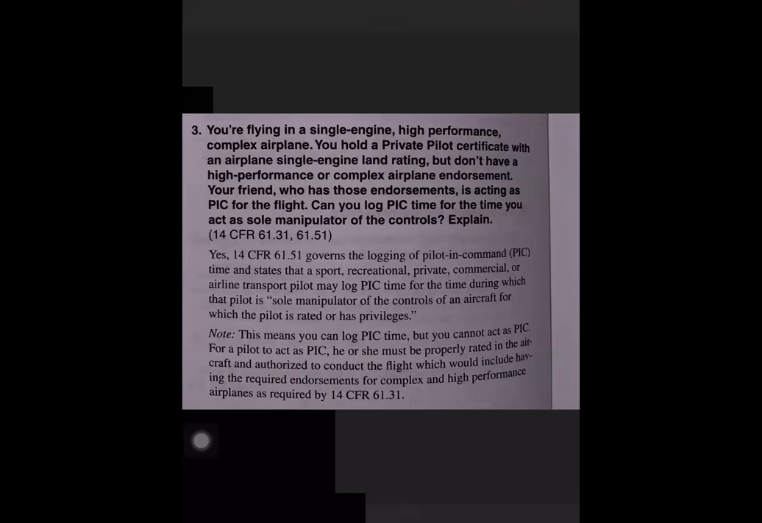You're flying in a single engine, high performance, complex airplane. You have a private pilot certificate, airplane single engine. You do not have high performance or complex endorsements. Your friend who's endorsed is acting as pilot in command. Can you log pilot in command time for the time you're actually sole manipulator of the controls? It's going to tell you yes, you can, because you're rated for airplane single engine land, you're sole manipulator of the controls. That's more likely what it's saying down there. What's your question about it?